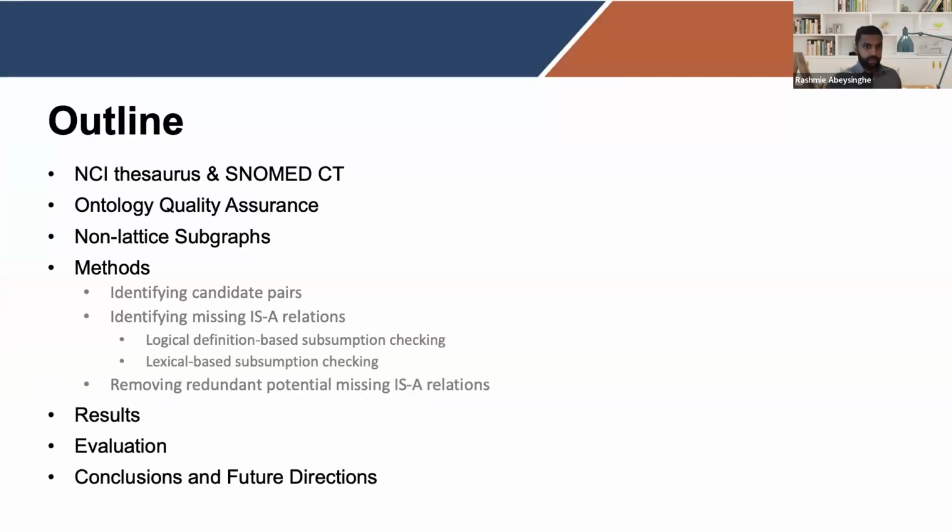This is a brief outline of my presentation. I will first briefly introduce you to the Thesaurus and SNOMED CT and discuss why ontology quality assurance is important, and introduce you to non-lattice subgraphs, which are graph fragments where we look for these missing IS-A relations. We'll discuss the methods that were undertaken in detail, and show you some results and the evaluation performed as well.